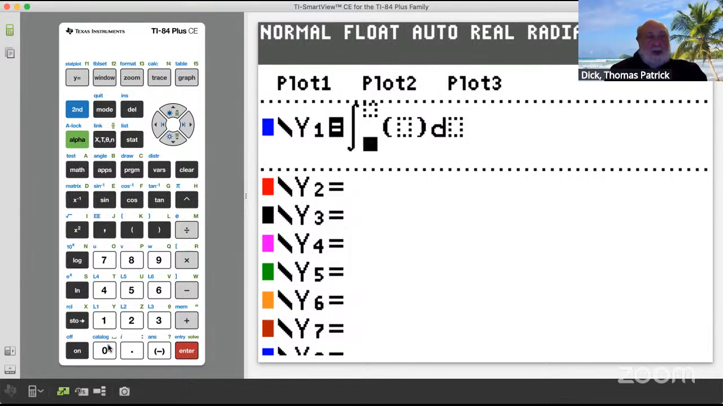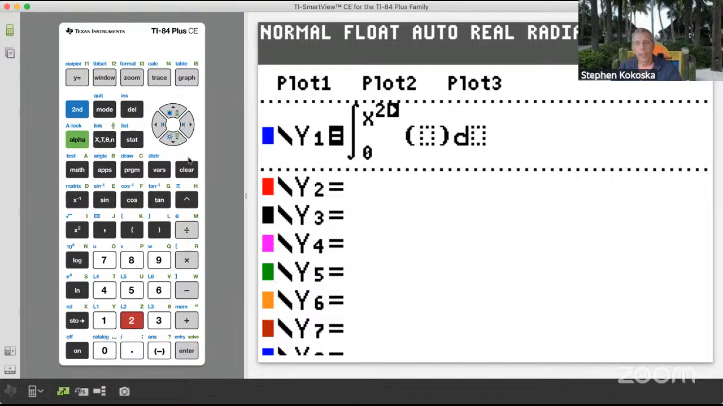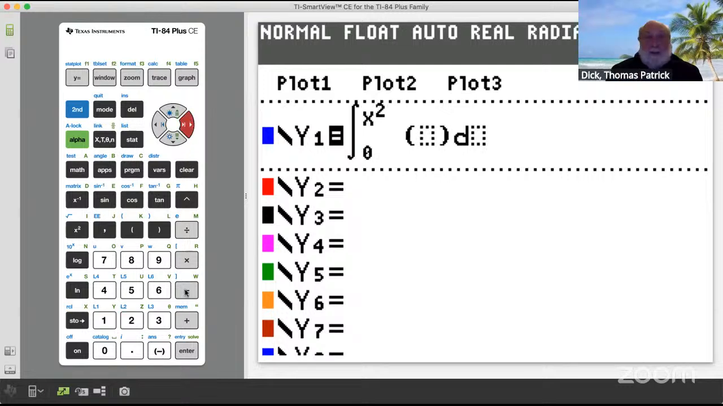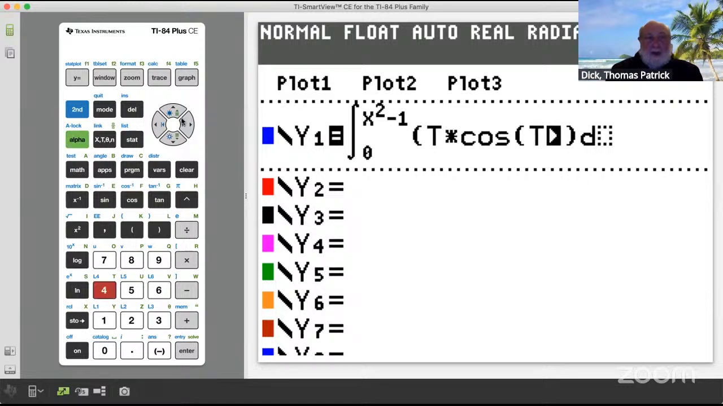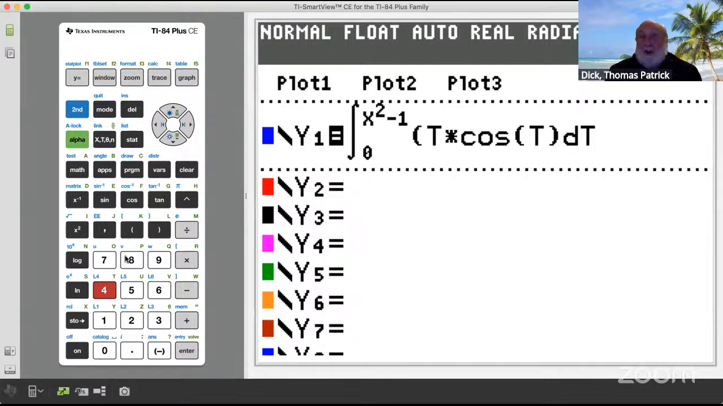I think it was 0, and then in the upper limit, you actually had an expression involving x. It was x squared minus 1. And then our integrand, I think, was t times the cosine of t. And then our variable of integration was t. Okay. So that's our kind of interesting definite integral function, but it's actually composed with another function here.